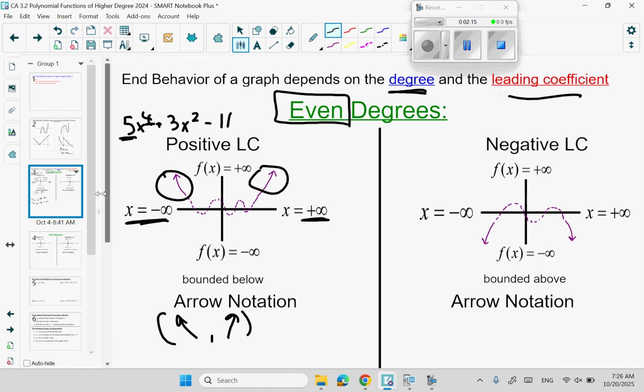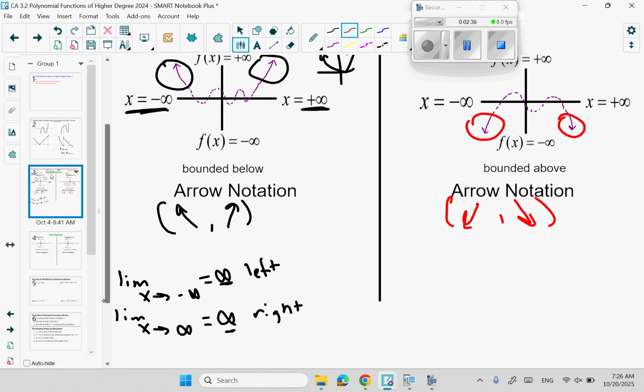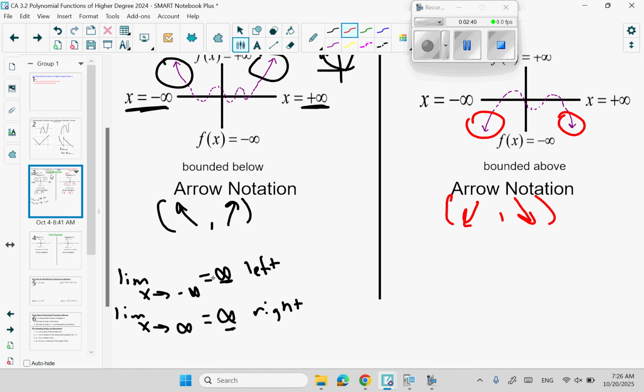And we can even see this with the most basic example. For example, x squared. Well, that would just be both arrows going up, so we should be used to that. Negative leading coefficient, so something like negative 3x to the 4th plus blah, blah, blah, means both my arrows go down. So my arrow notation would just be down and down. Everything would be the same here for limit notation, but they'd be negative signs.